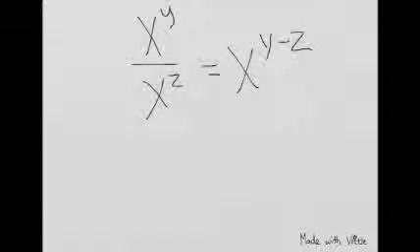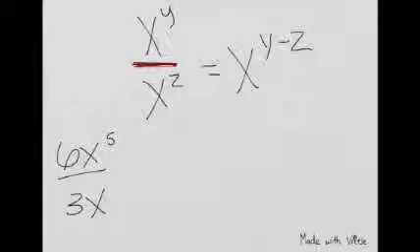Our next rule is that in order to divide terms with the same base, you need to take the numerator's exponent, which is the exponent of the top term, minus the denominator's exponent. For this, you can think of the fraction bar as a minus sign. And let's try another problem.